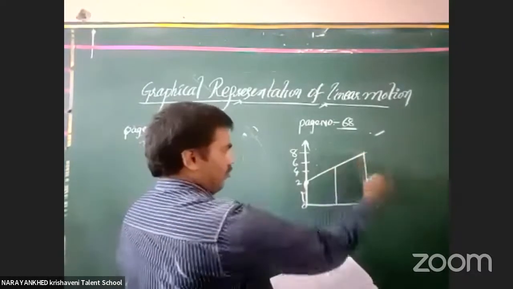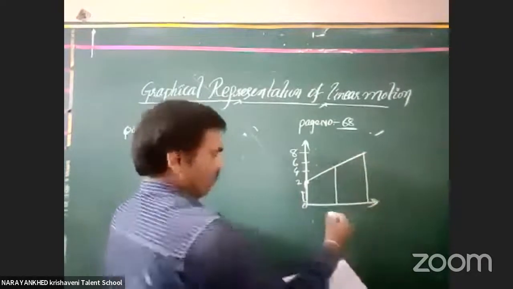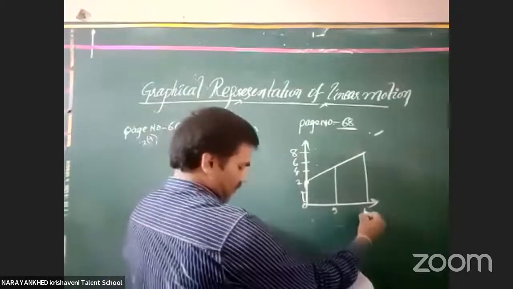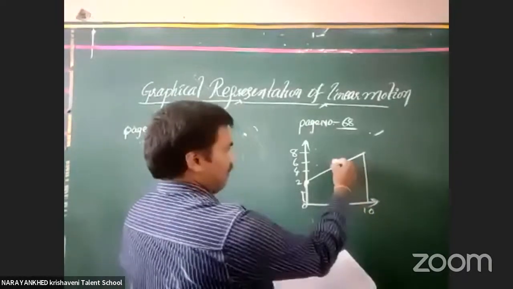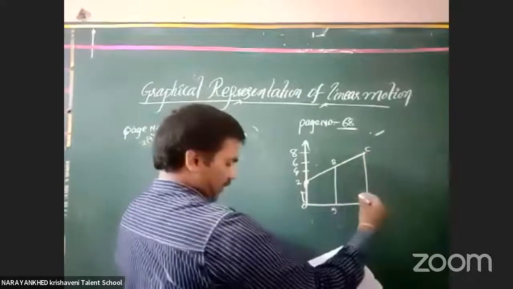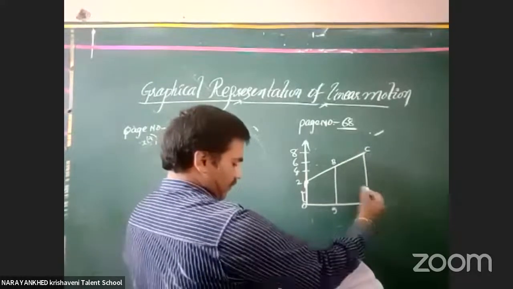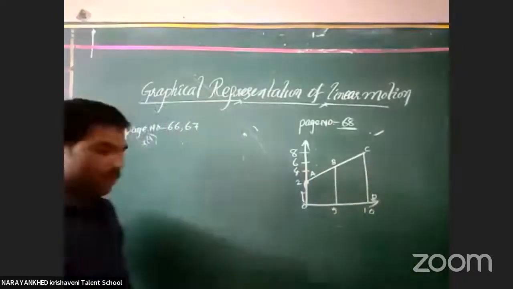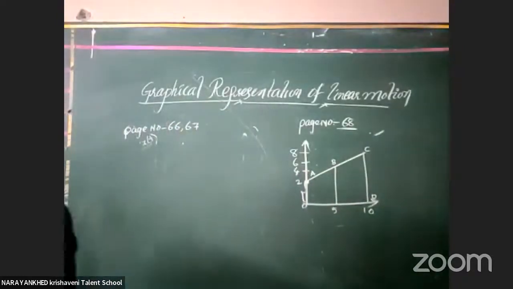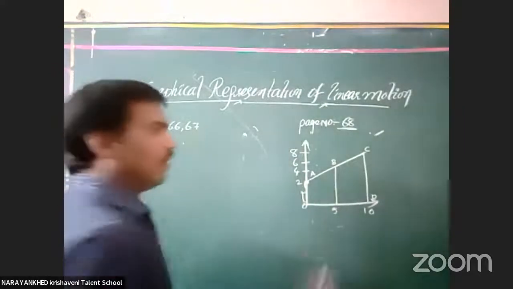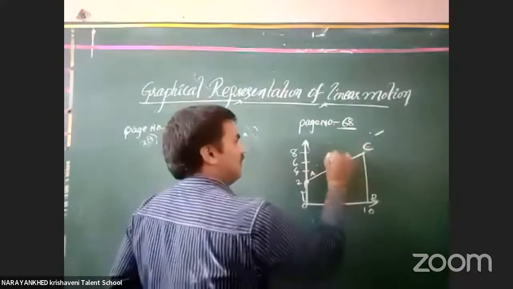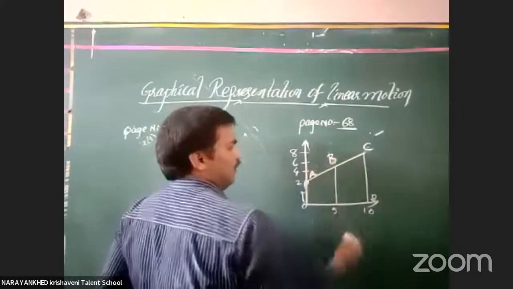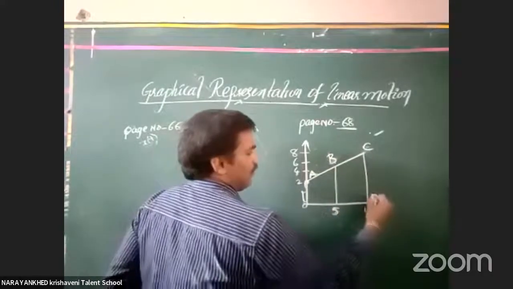These are the time values they have given. It is 5 seconds. Sorry, it is 10 seconds. The points are B, C, A and O, and D. Like that they have given. Whatever it is, C, B, A, and 5, and D.